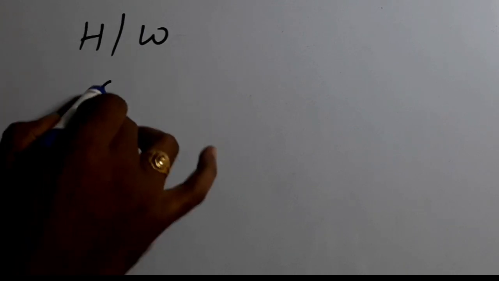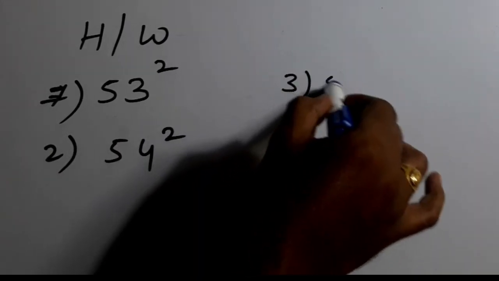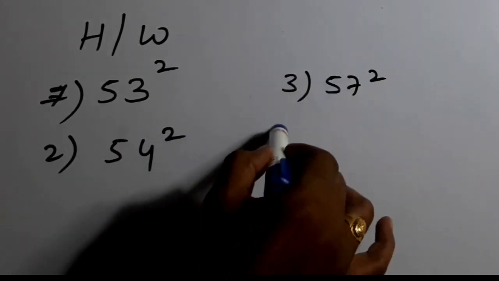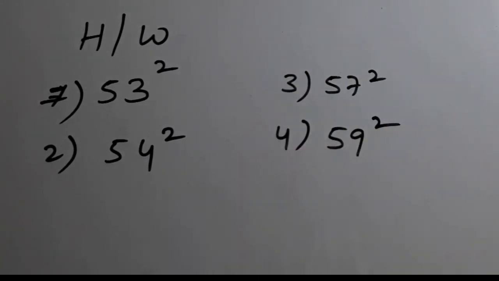Now some questions for your homework. Write the values of 53 square by using this method, 54 square, 57 square, and finally 59 square. So these are the questions for your homework. Write the values by using this method.